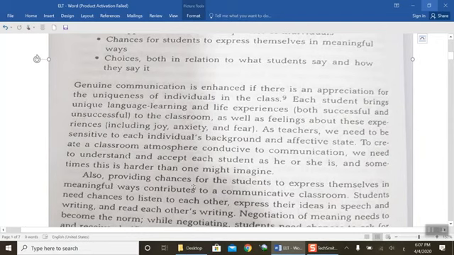Also, providing chances, number 3. So we give chances for students to express themselves in meaningful ways. Meaningful ways contribute to a communicative classroom. Okay, so we as teachers have to give you students a chance to communicate, to express yourselves. You have to express yourself, not just sit silent as an audience, doing nothing. This is wrong. You as students have to express yourselves, because you have a mind, you have a brain, you can think, you can read, you can understand. Okay, so you have the ability.